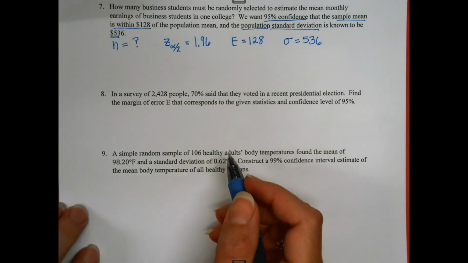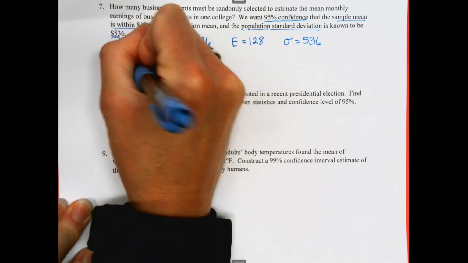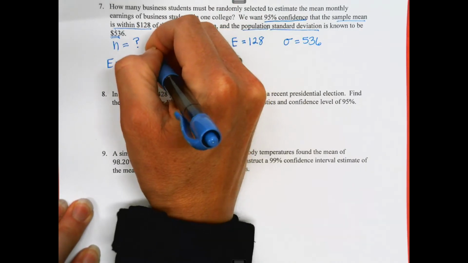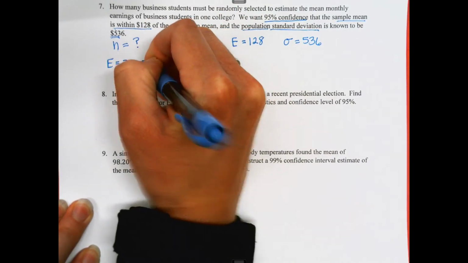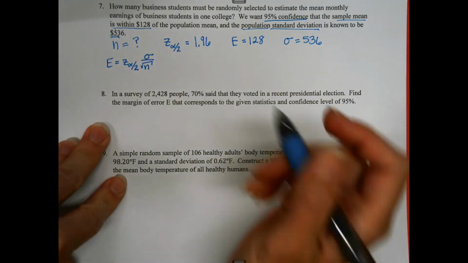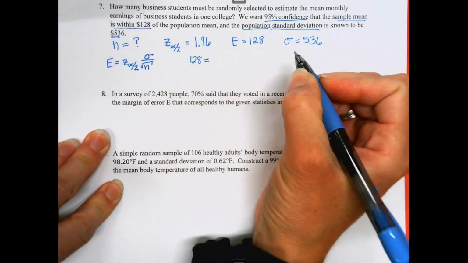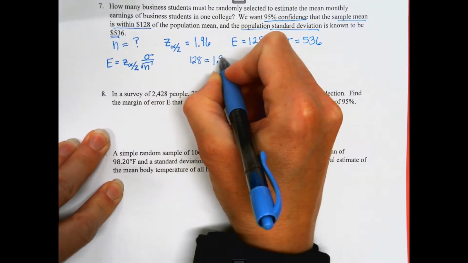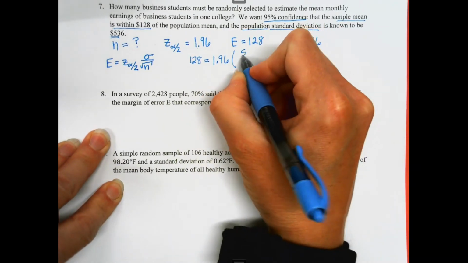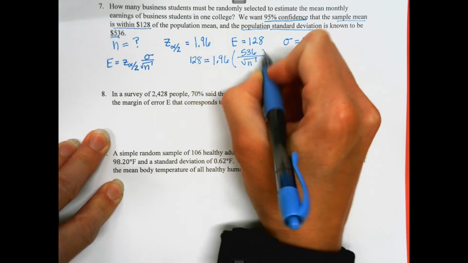We're going to use our margin of error equation and essentially work backwards. We plug in what we know to E equals the critical value times sigma over the square root of N, and solve for N. So we know that E is 128, our critical value is 1.96, sigma is 536, and we are trying to find N.